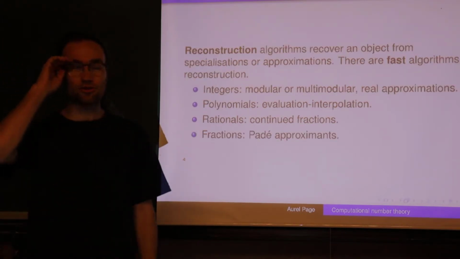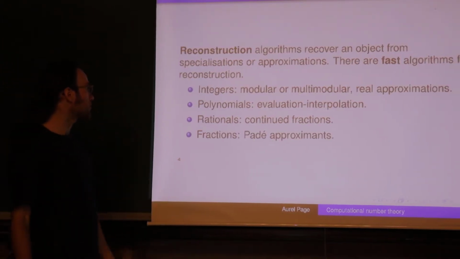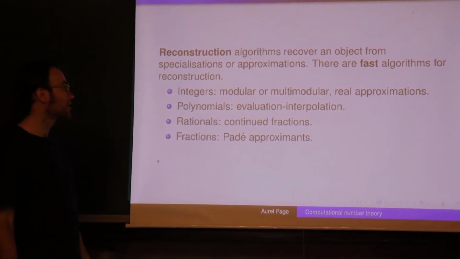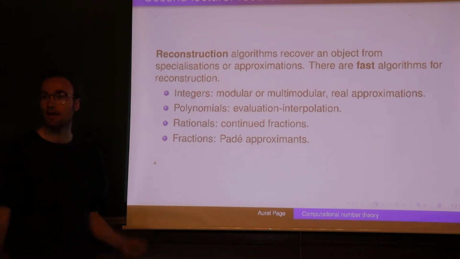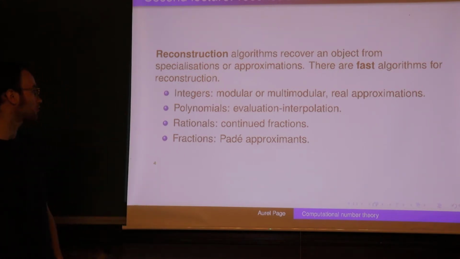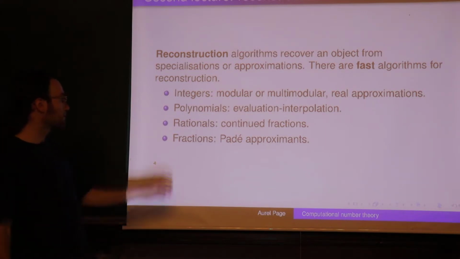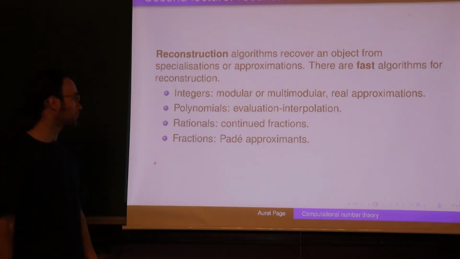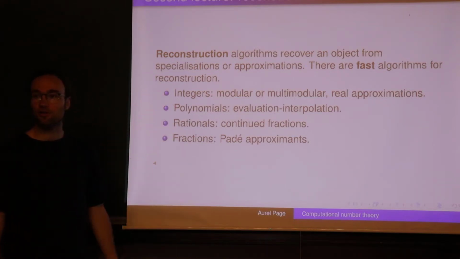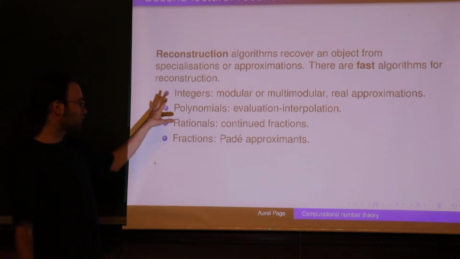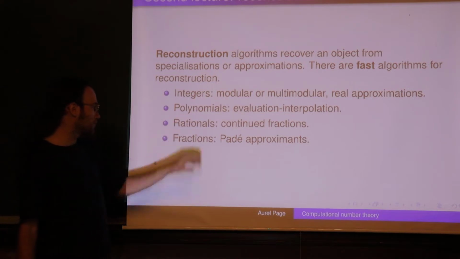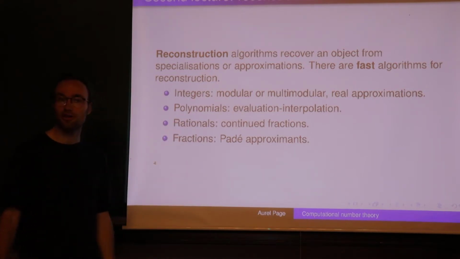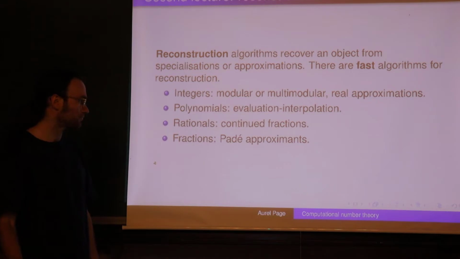In the second lecture, we first discussed a little bit reconstruction algorithms, which allow you to recover an object from specializations or approximations. And we have fast algorithms for reconstruction. They can be of various types: modular or multimodular or real approximations of integers, evaluation and interpolation of polynomials, continued fractions to recover rationals from real numbers, and Padé approximants to recover rational fractions from power series expansions.